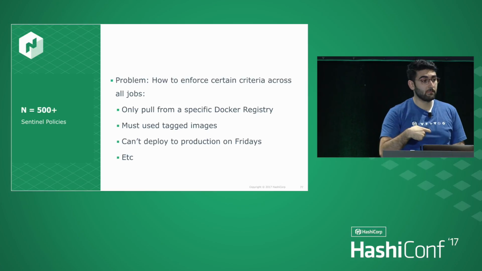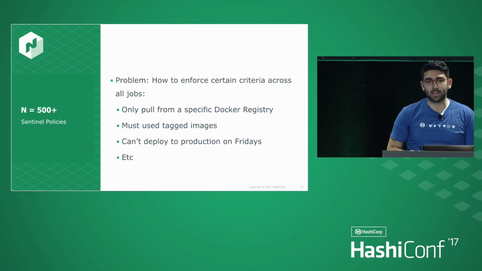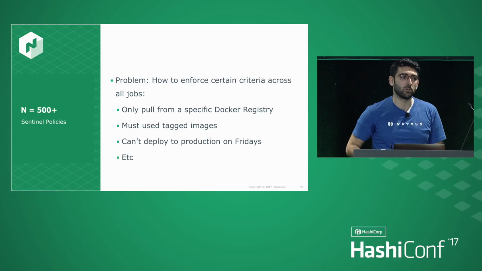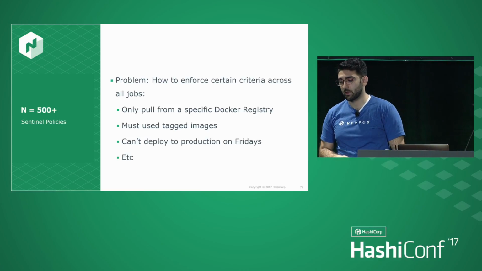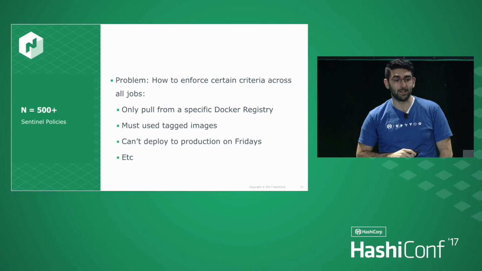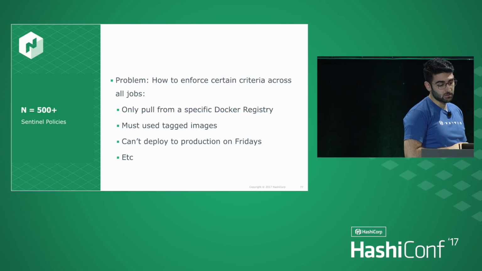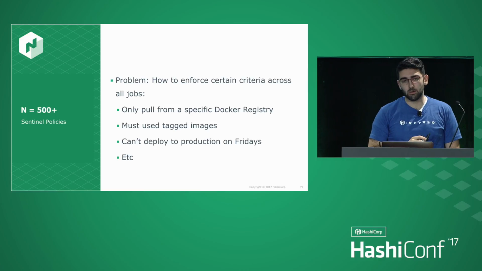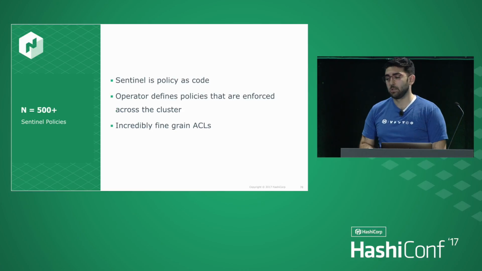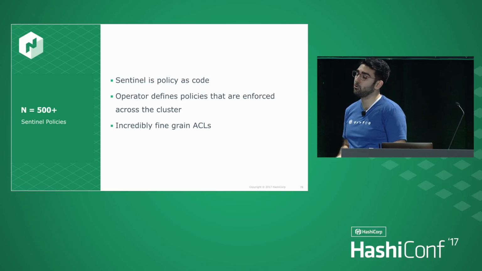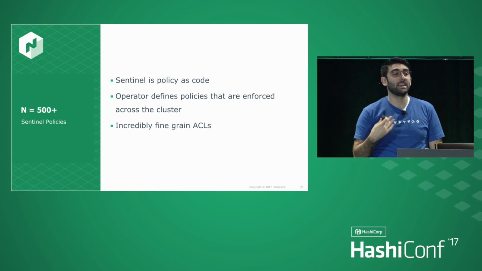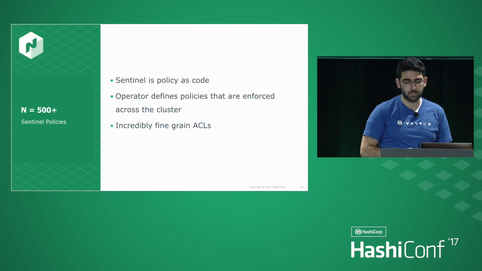How do I prevent them from using the latest image, because who knows what that's running and it doesn't follow immutable infrastructure practices? Or I don't want anyone deploying to a production namespace on Friday, because that's how you have outages. So those are the problems Sentinel tries to solve, and it does it as policy as code. So the operator defines Sentinel policies, checks them in, version controls them, and they provide these incredibly fine-grained ACLs.